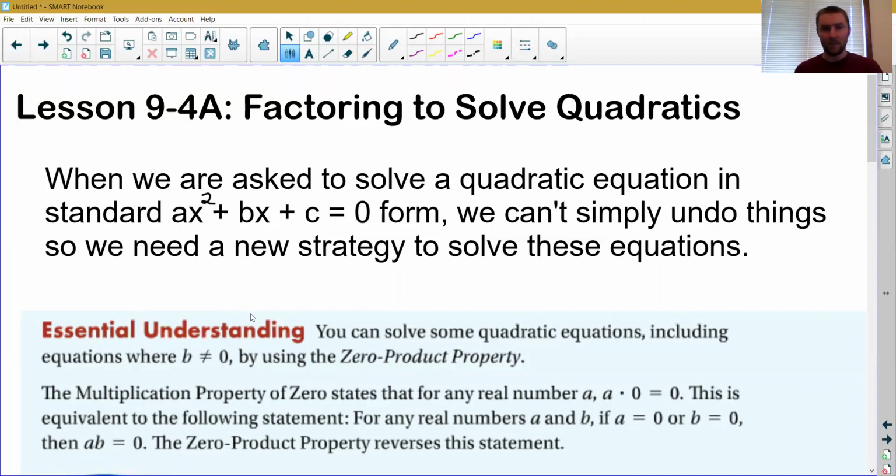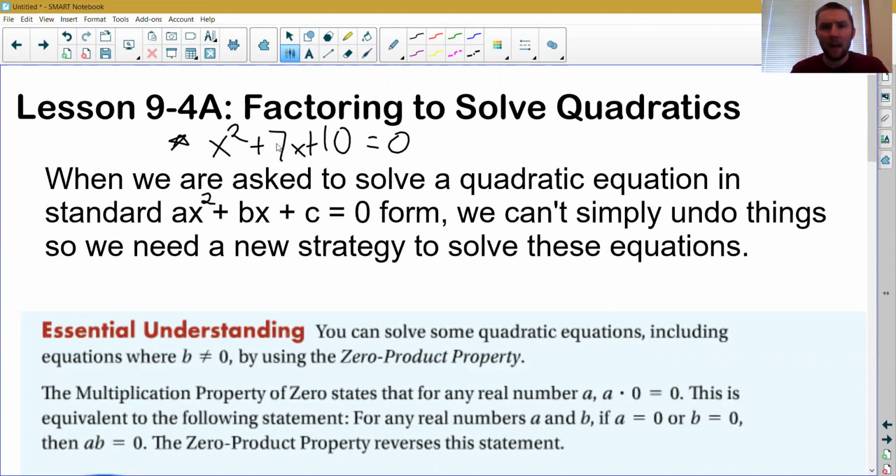As an example, this would be like the things that we looked at towards the end of chapter 8. Something like x squared plus 7x plus 10 equals 0. This would be considered the standard form of a quadratic equation: something x squared plus something x plus a number equal to 0. So we're going to solve these types of equations, finding potentially multiple solutions, potentially two solutions for these equations.